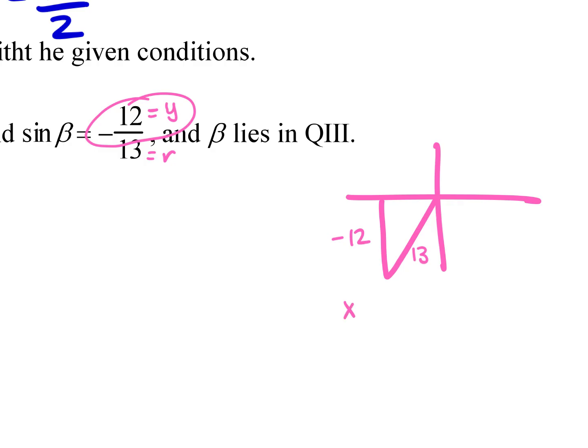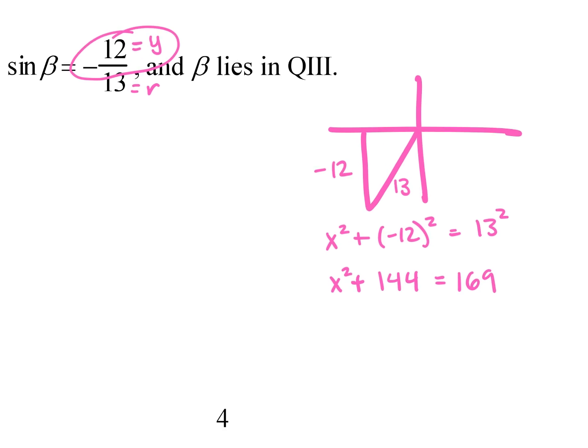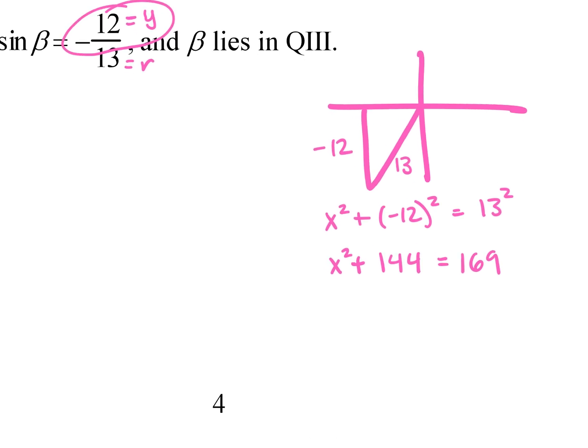Pythagorean theorem. So X squared plus negative 12 squared equals R squared, which is 13 squared. X squared plus, what's negative 12 squared? 144. What's 13 squared? 169. It doesn't hurt to know that off the top of your head, but if you don't know it, just write it out. Multiply 13 times 13. Subtract 144. X squared equals 25. Take the square root. X is equal to 5.